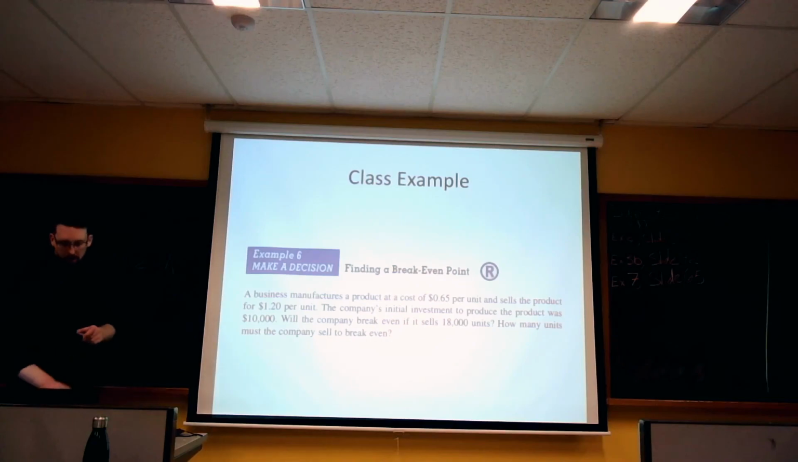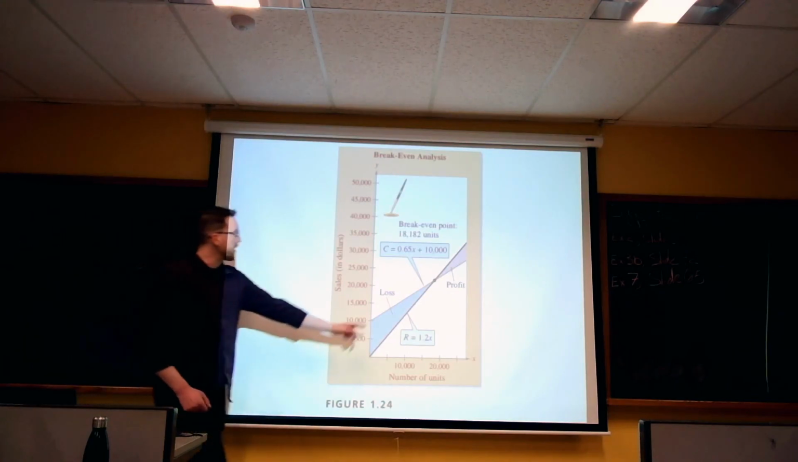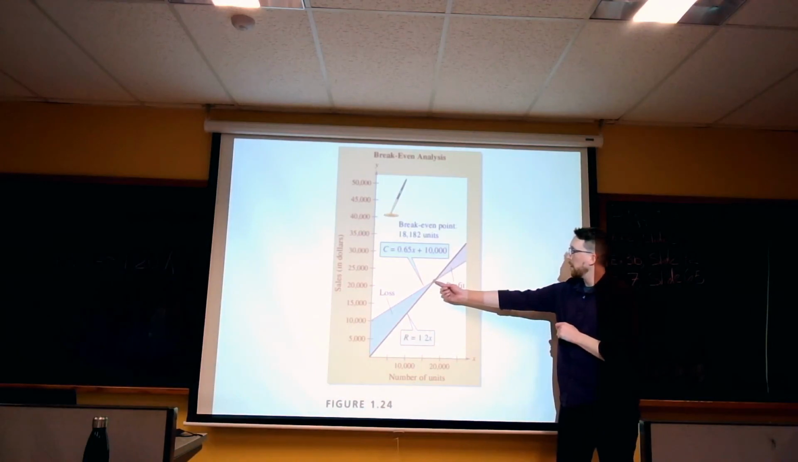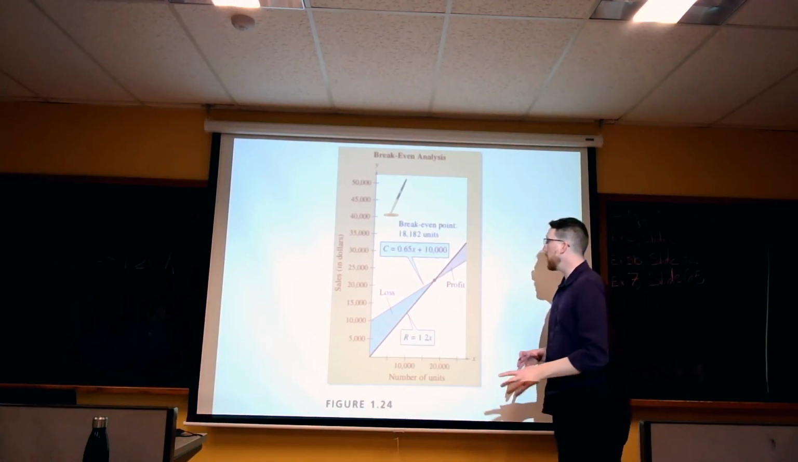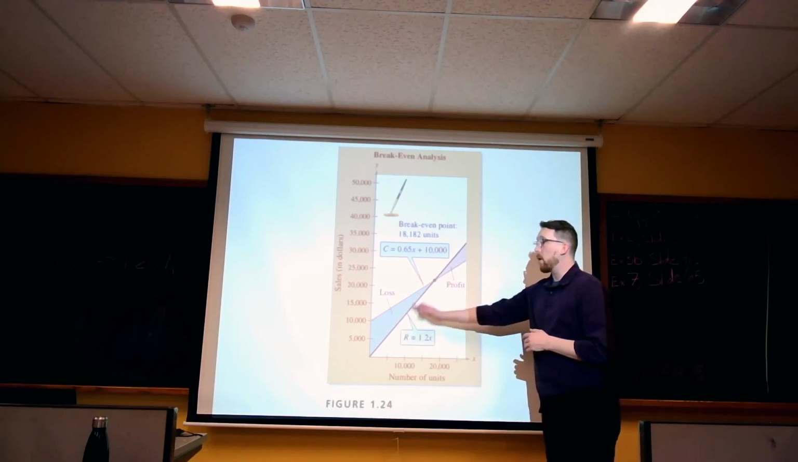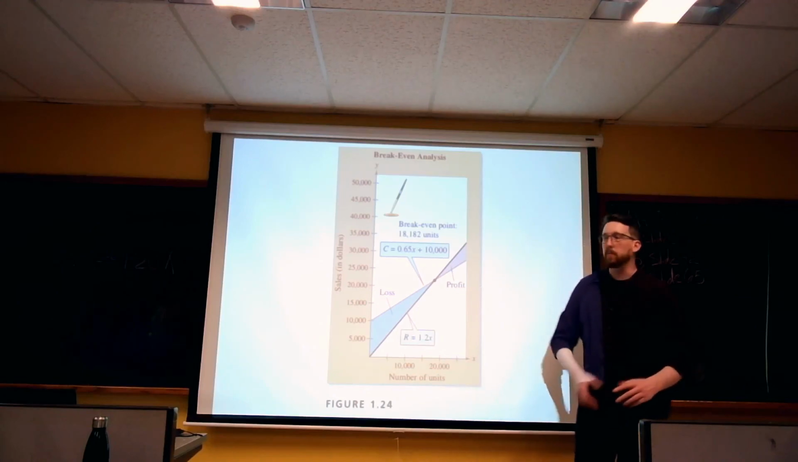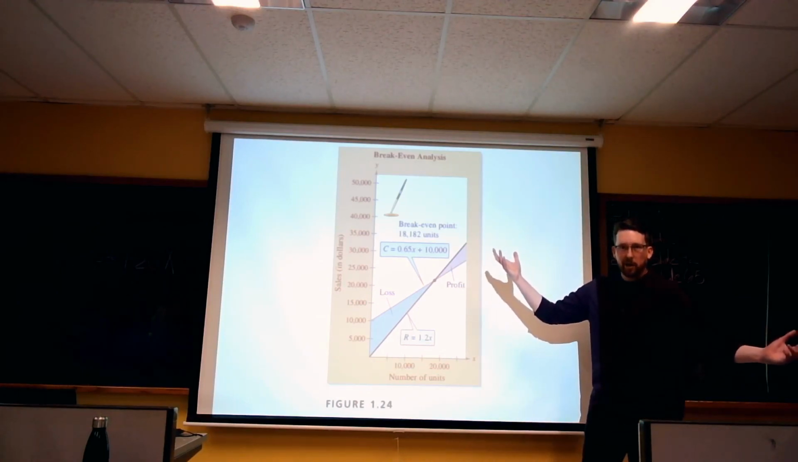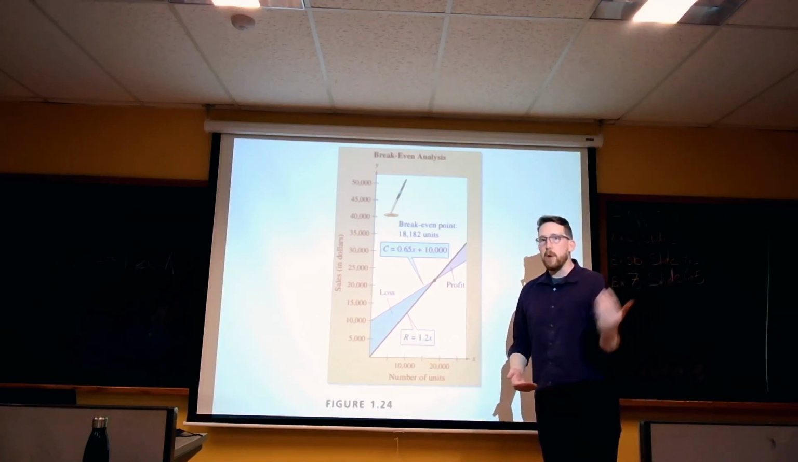Now for this problem, we're going to set them equal to each other. We're going to try to find this point right here. And looking at this graph, we can actually see why this makes sense, right? Because everything below that point is going to be loss. That's when you're losing money, right? And everything above that point, that's profit. You're making money. You're in the dough. You're raking in the cheddar. You're making everybody happy.